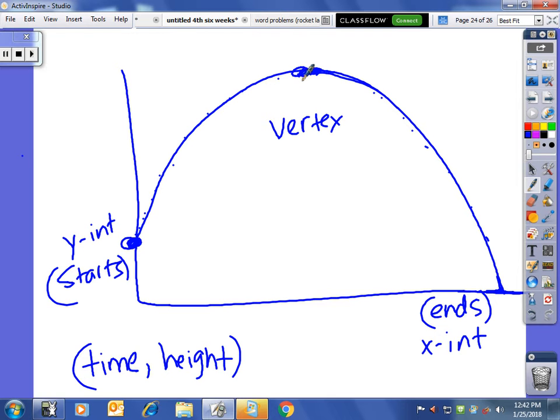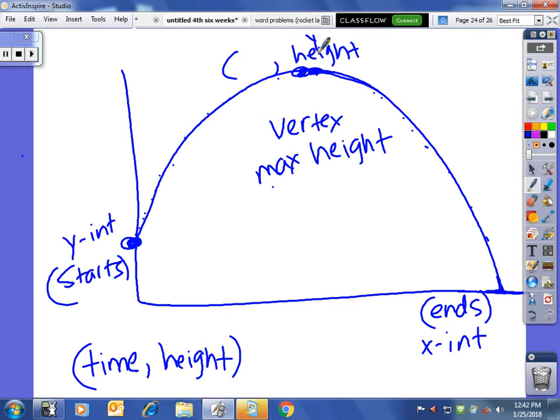Now, a vertex question. They're probably not going to say, hey, give me the vertex of this real-life problem. They're going to say something like this. What is the maximum height the softball reached? What is the maximum height the rocket reached? How high did the diver go? How high did the golf ball go? What kind of question is that? That is a vertex question, but specifically what part? The y. The y would be the maximum height.